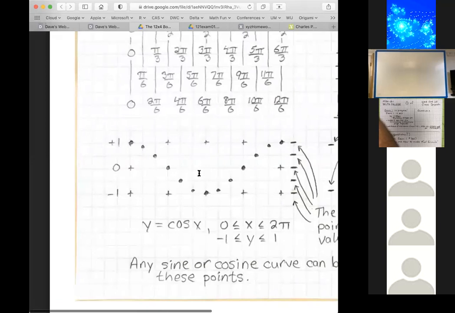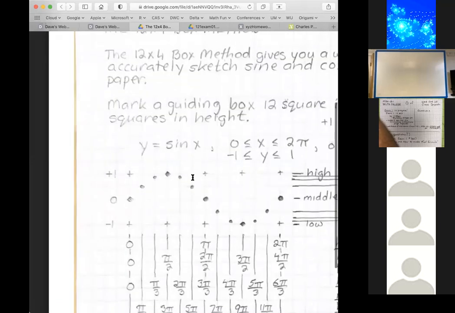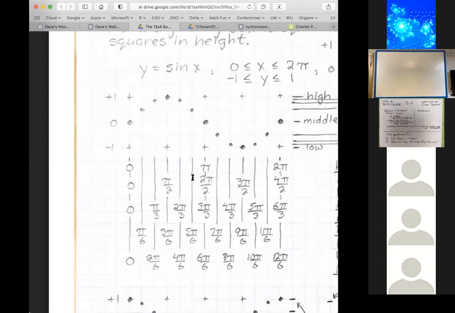But when you look at this curve and compare it to anything your calculator or Desmos or anything else does when they draw it, there is no way you could tell the difference between that and a professional drawing. Now, connect the dots smoothly.